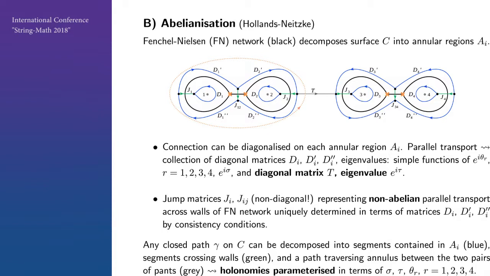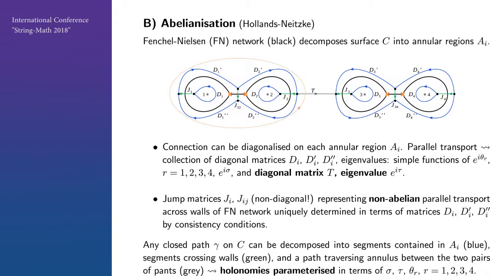Under these conditions, the Fenchel-Nielsen network looks like what is drawn here in black. Right, so you see here these black curves. What it does is to decompose the surface C into annular regions. We have here our four-punctured sphere as an example. There's an annulus around puncture 1. There's an annulus around puncture 2, 3, and 4. And then there's an annulus separating the two pairs of pants. So this dashed curve here is a curve separating the two pairs of pants contained in the annulus in between.